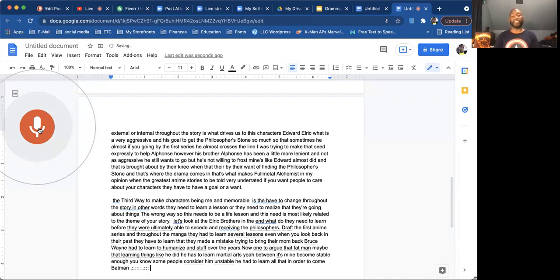So at the end of the day, the character needs to change, and they change through the theme. Spider-Man is another good example. He changed from being selfish to being selfless.